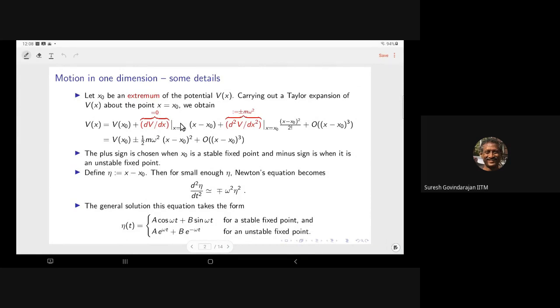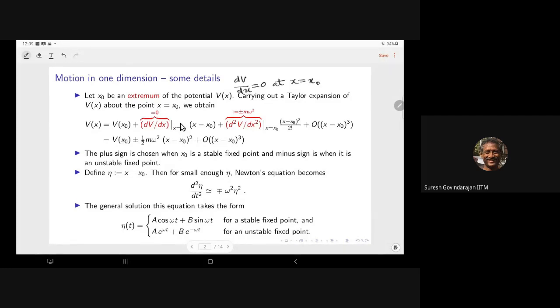I just want to discuss our motion in one dimension with some more details. So let x0 be an extremum of the potential V of x. That means dV by dx is 0 at x equal to x0.